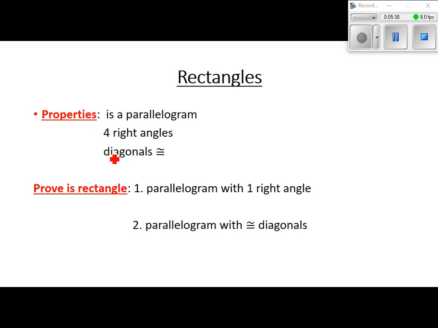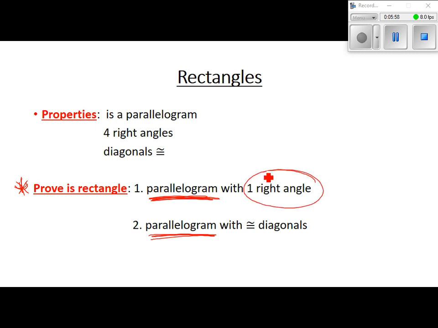We just went over these. So it is a parallelogram. It's got four right angles. Diagonals are congruent. Ways to prove something is a rectangle. First thing you do, you prove it's a parallelogram, whichever one of these you're doing. If you can prove it's a parallelogram, then you check to see if it's a rectangle.